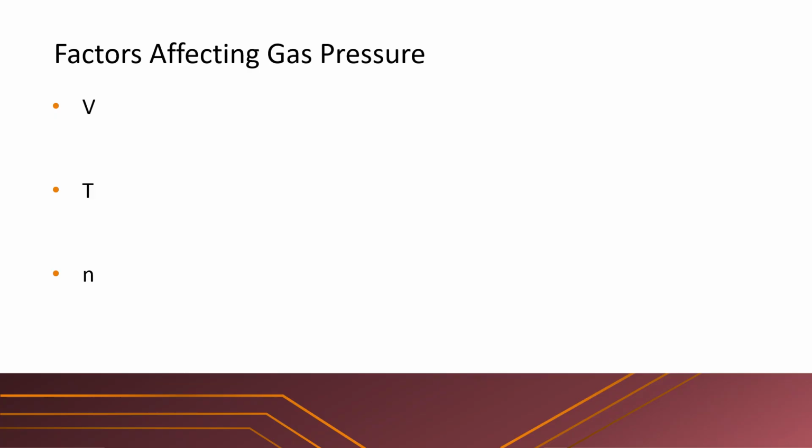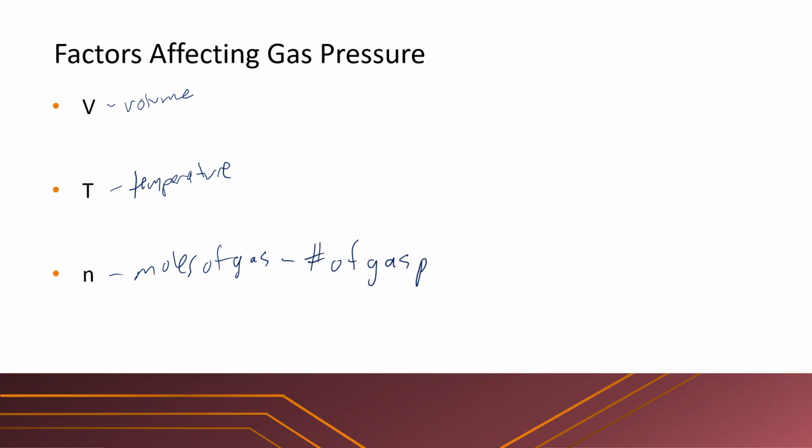Okay, now we're going to start talking about the gas laws. There are many things that affect gas pressure. We're going to focus on 3 of them. V, which stands for volume, so the volume available for the gases to move around in. T stands for temperature, so the average kinetic energy that the gas particles have. And then N stands for the moles of gas, which for our class, we're going to figure out has to do with the number of gas particles. A larger number of moles of gas means you have more particles moving around. A smaller moles of gas, you have fewer particles.